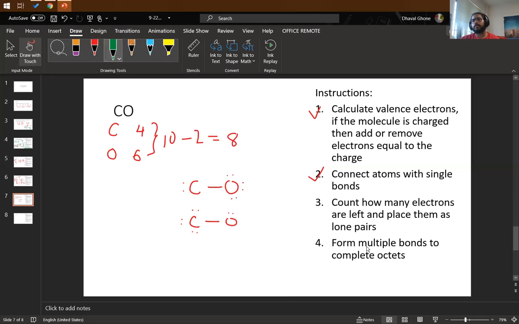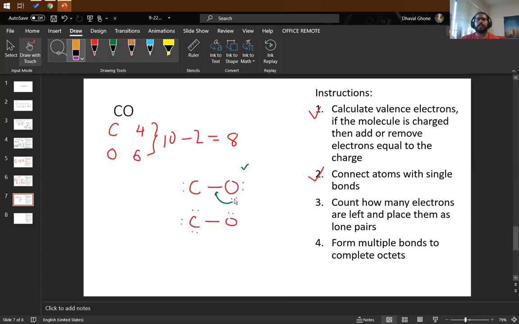And then it says form multiple bonds to complete octets. And so obviously my octets are not complete here. Oxygen has 1, 2, 3, 4, 5, 6, 7, 8, so oxygen is fine. Carbon though has only 1, 2, 3, 4 in this case. And so to complete my octet, I'm going to make oxygen share these 2 lone pairs.